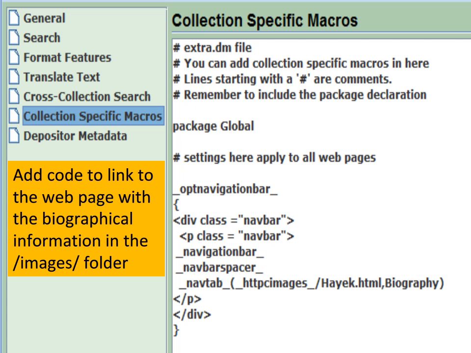We do this by adding a new package to our collection called Package Global. This is settings that can apply to all our web pages. Now we have to use a number of variables in here, the op navigation bar, and we're going to use the classes that were defined in the Greenstone style sheet. So we're going to keep those, navbar. We're going to put the navigation bar one in, the navbar spacer in, and then we're going to add a tab to the nav tab, and it's going to be called biography, and when it's clicked it will go to that hayek.html file in our images folder.